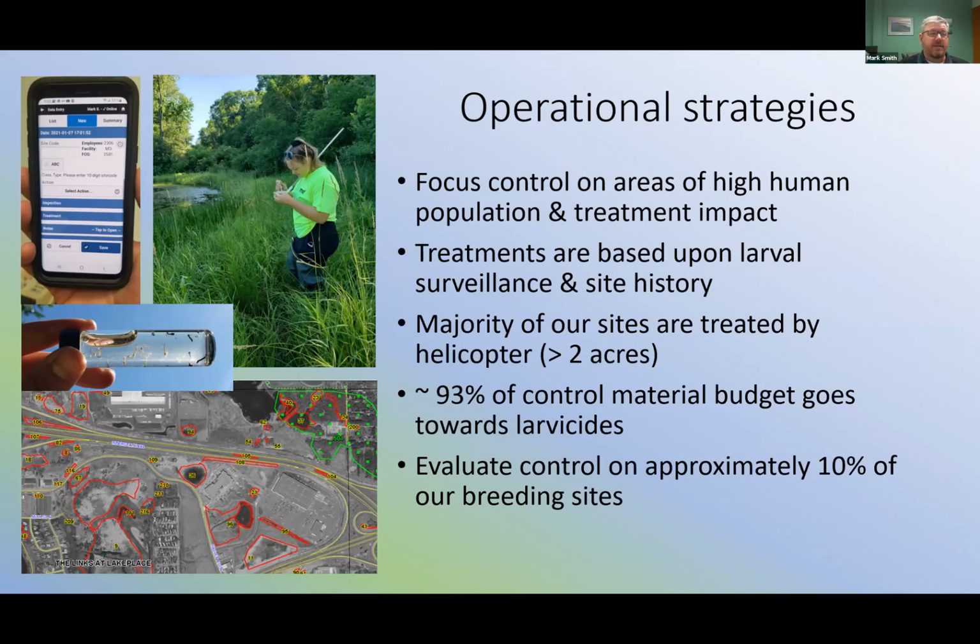The majority of our sites are treated by helicopter. We usually target sites that are greater than 2 acres, with anything less than that being treated by ground. We're really all in on larviciding, since about 93% of our control budget does go towards larvicides. And we usually target for evaluating control in our treatments approximately 10% of our sites. That may seem like a low number, but when you're looking at the thousands of sites that we treat on an annual basis, it does get to be significant.